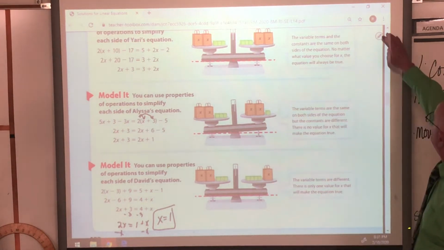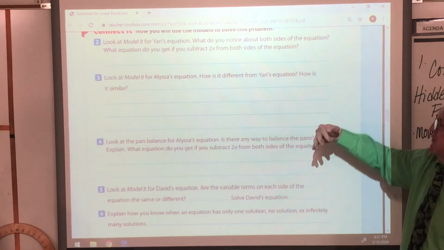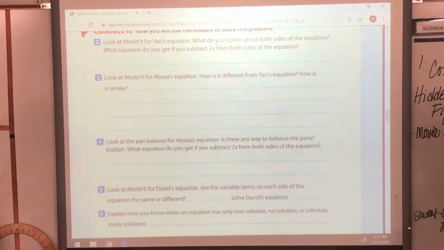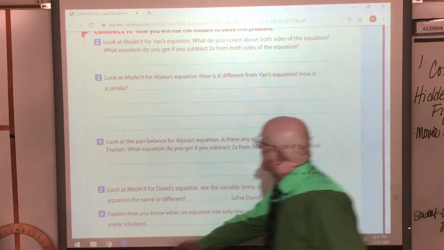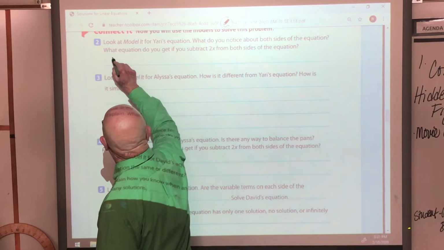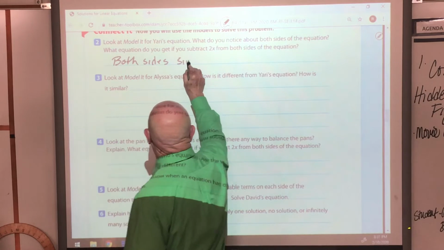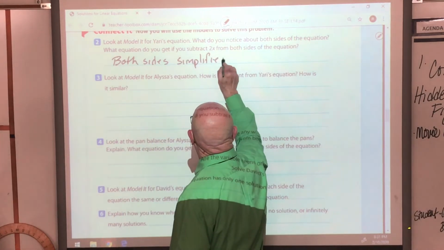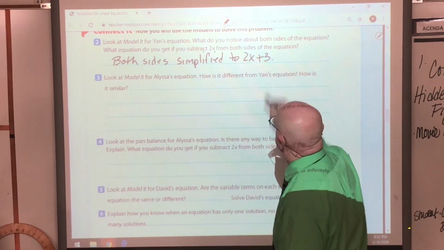So let's take a look at the back side and let's discuss these a little bit further. When we looked at the model for Yari's equation, what did we notice about both sides of the equation? Well, we noticed that both sides were exactly the same once we simplified. We simplified them to the exact same thing, right? So when they simplified, both sides simplified to 2x plus 3, all right?